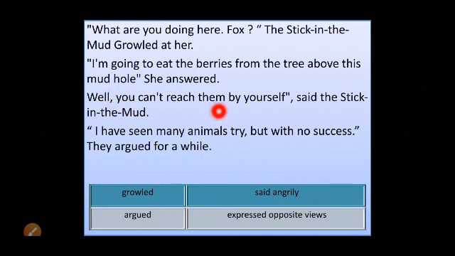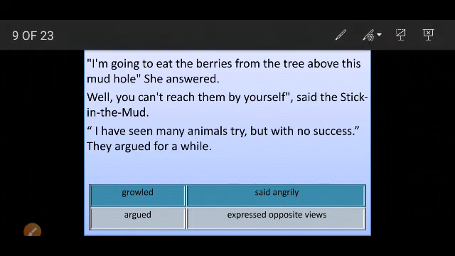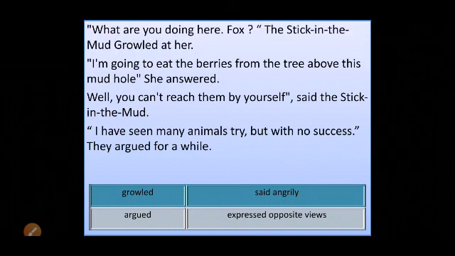Well, you can't reach them by yourself, said the stick in the mud. I have seen many animals try, but with no success. They argued for a while. Argued means having different opinions, okay? They were expressing opposite views. So what happened? The fox was there to eat the berries and she was thinking that she could reach them by herself. But the stick said, you can't reach them by yourself. Why did he say this? He said this because he had seen many animals try with no success, okay?